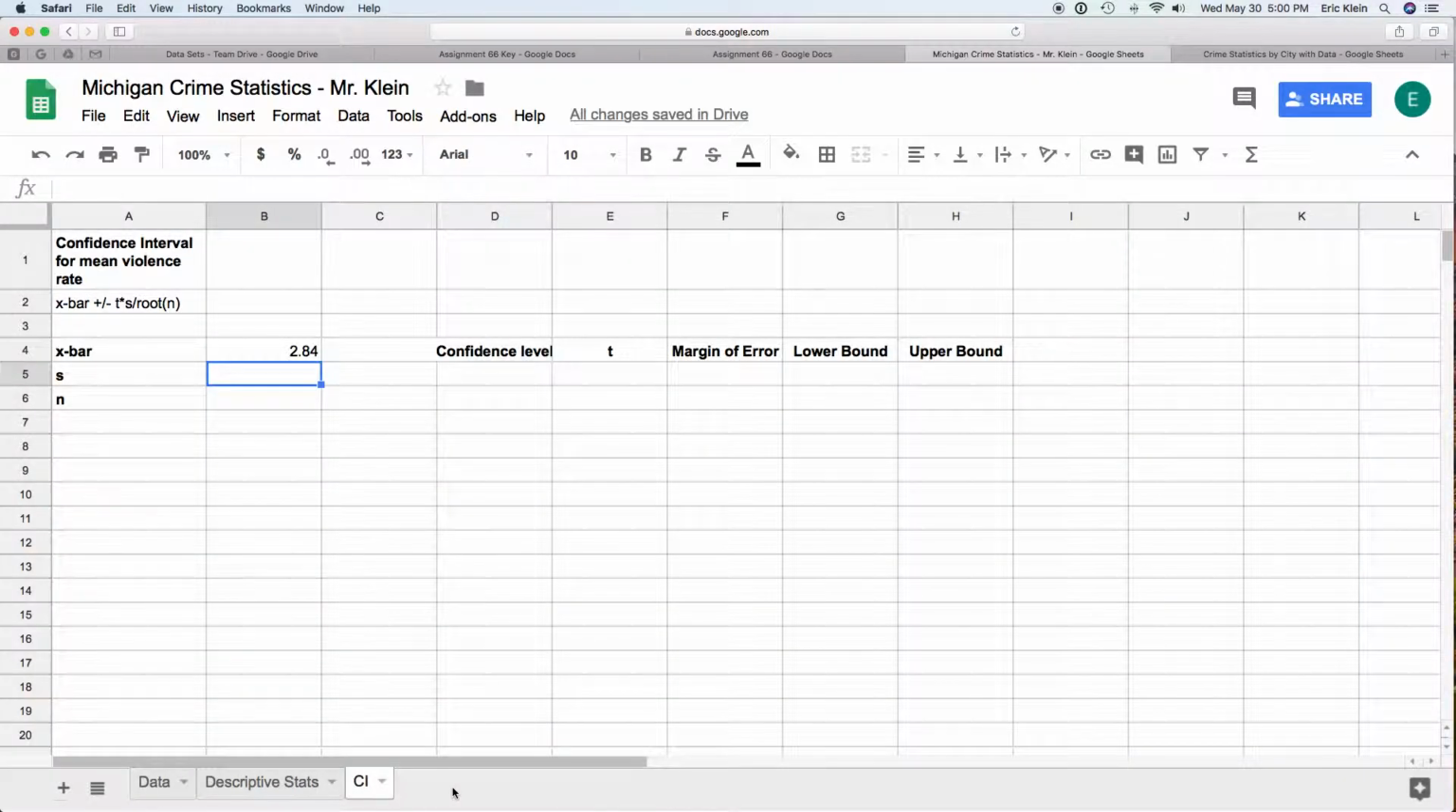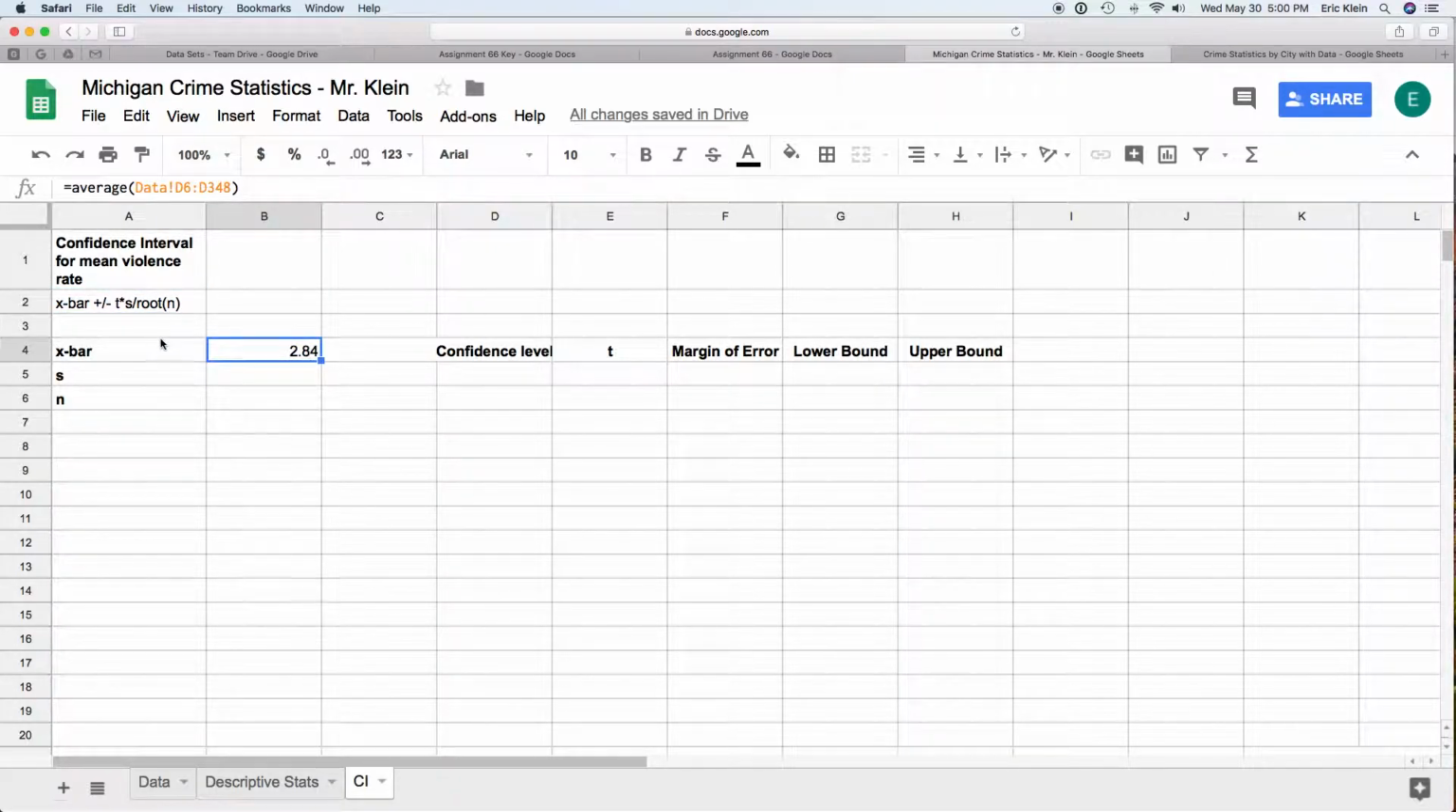I've created a new tab at the bottom of the page. You hit the plus sign if you want to make a tab. Try it. It'll work. And then I called it CI for confidence interval. And here's the information that we're going to need. The formula for the confidence interval for a mean is x bar plus or minus t multiplied by the standard deviation divided by the square root of the sample size, which means we need x bar, we need standard deviation, we need sample size, and we need t.